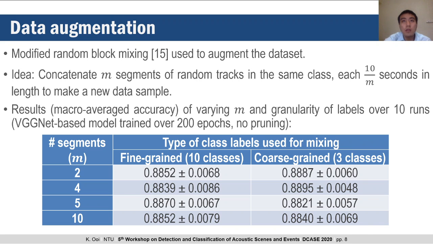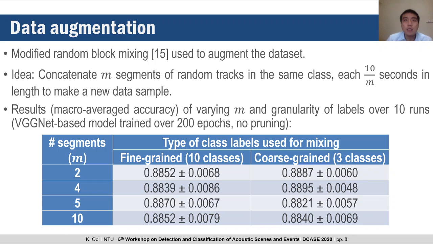We also explored the effect of varying M and the effect of varying the granularity of the labels between the fine-grained and coarse-grained classes. This experiment, in the same way as the grid search for spectrogram parameters that I shared earlier, was conducted with a VGGNet-based model trained over 200 epochs and without any pruning.